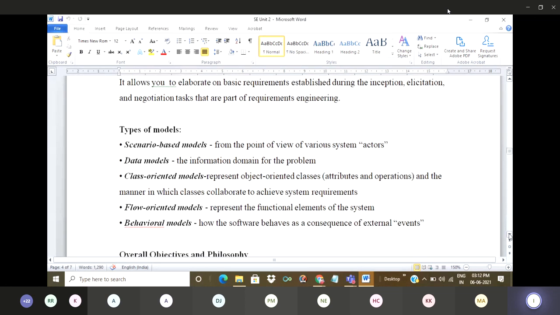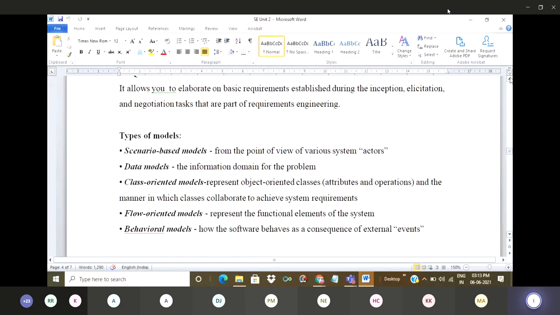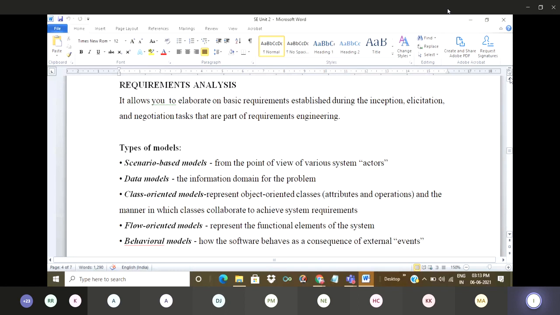What are they? First is scenario-based models, from the point of view of various system actors. Data models, the information domain for the system. Class-oriented models, which represent object-oriented classes and the manner in which classes collaborate to achieve the system requirements. Then flow-oriented models represent the functional elements of the system. Behavioral model, how the software behaves as a consequence of external events. So these are the types of models which come under requirement analysis.